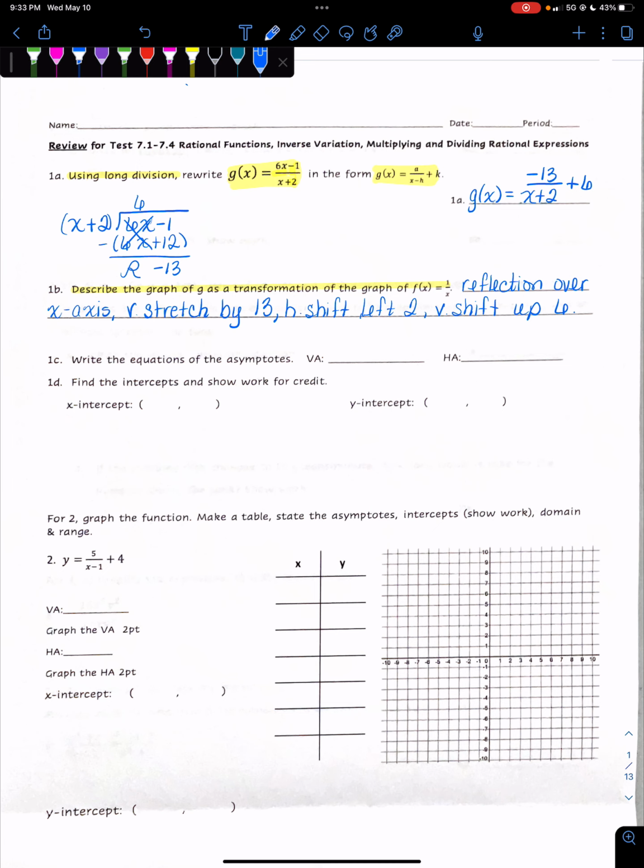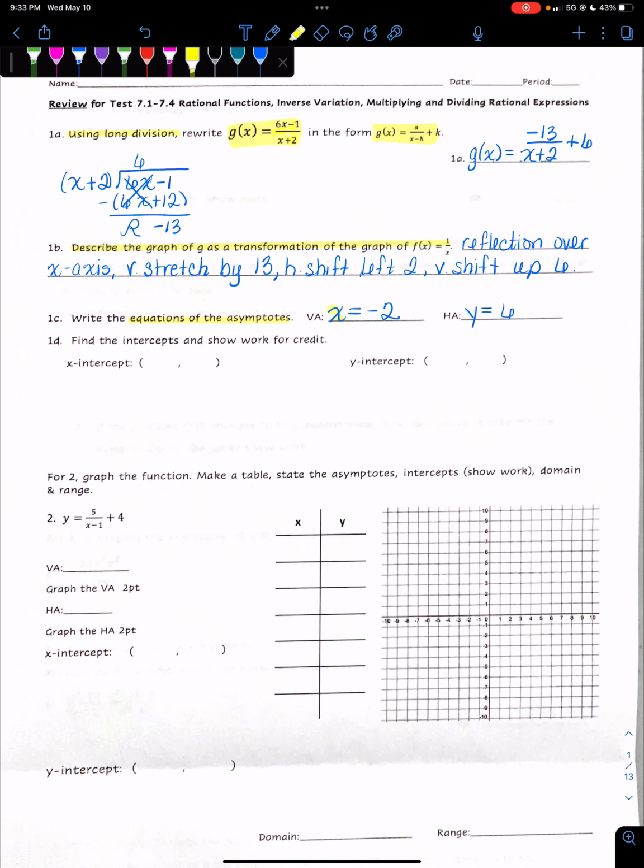Now write the equation of the asymptotes. What's important here is it says write the equations. Equations means there needs to be an equal sign. This is not just a number. The vertical asymptote crosses the x-axis, so this is going to be x equals. We get that from the denominator, so x is going to equal negative 2. The horizontal asymptote is the y value. In this case, that pertains to the k, or that constant, so y equals 6.